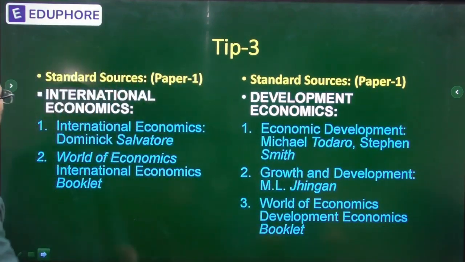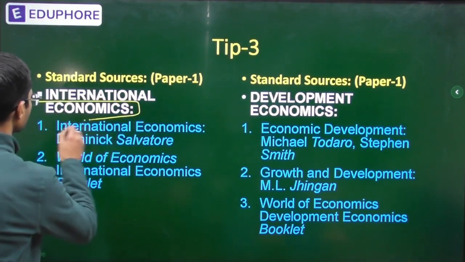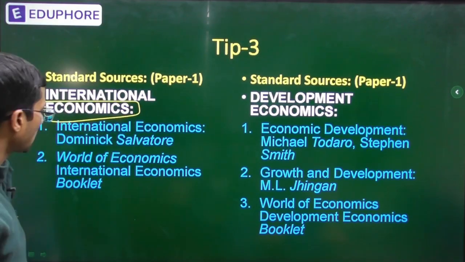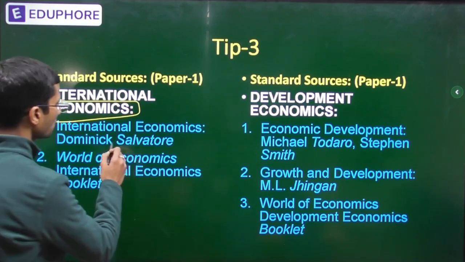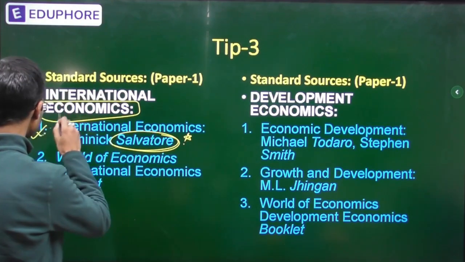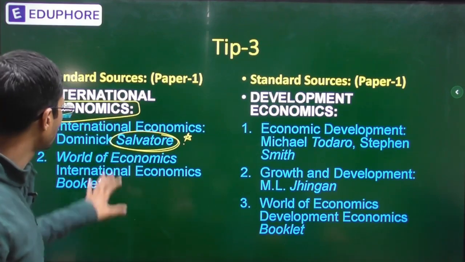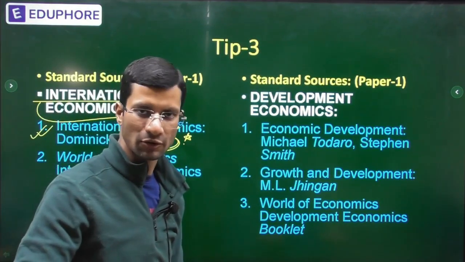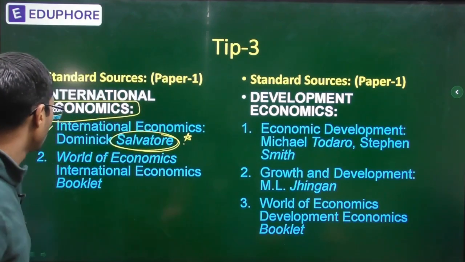Okay. Similarly, let us talk about the international economics sources. When we talk about international economics, the most important book in the market, the most recommended book for international economics, is Salvatore. Okay. Of course, indeed, this is the most important book.